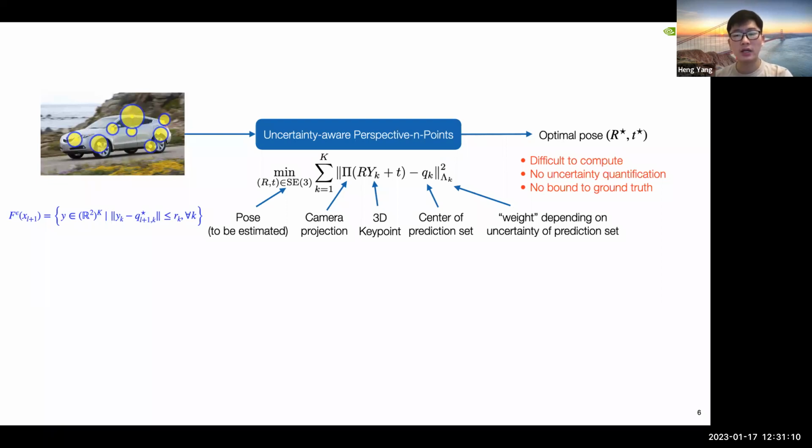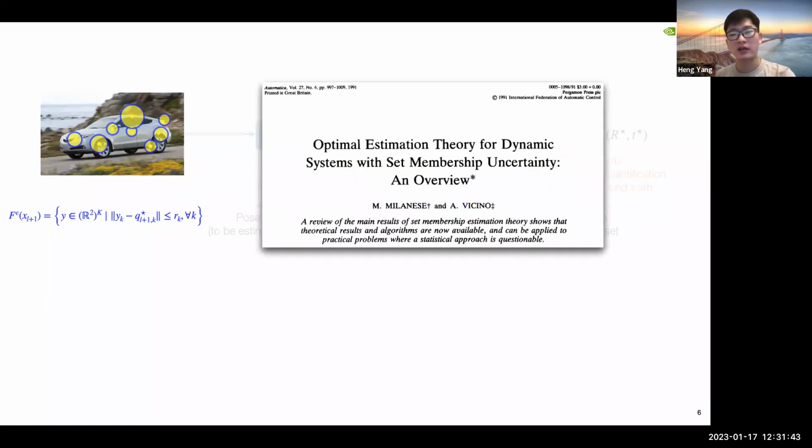And the second and third issue, I think, is more important, is that when you solve this problem, you get a single solution, R star and T star. But what can we say about this optimal solution, right? Can we say anything about the uncertainty of these R star and T star? More precisely, can we give some type of bound from the R star and T star to my ground truth? That's really something that I don't think anyone has ever addressed in the computer vision literature. And then to resolve these three difficulties, we turn to control theory for help.